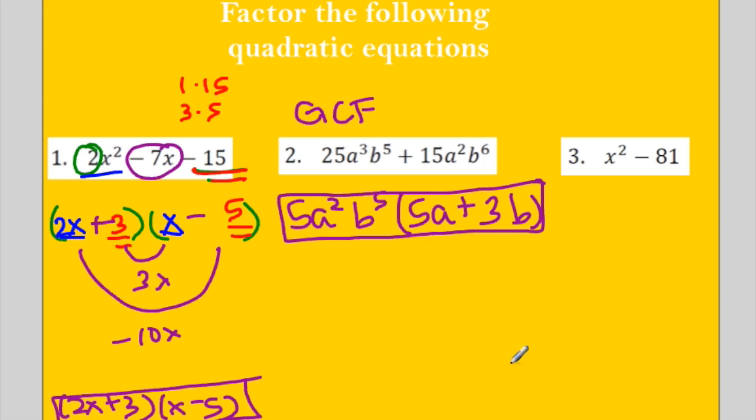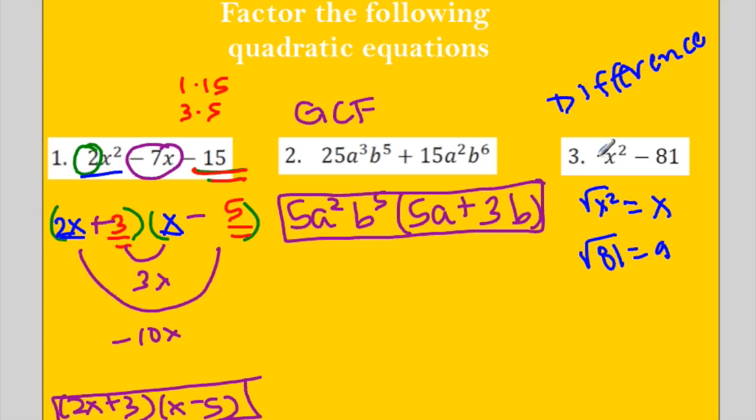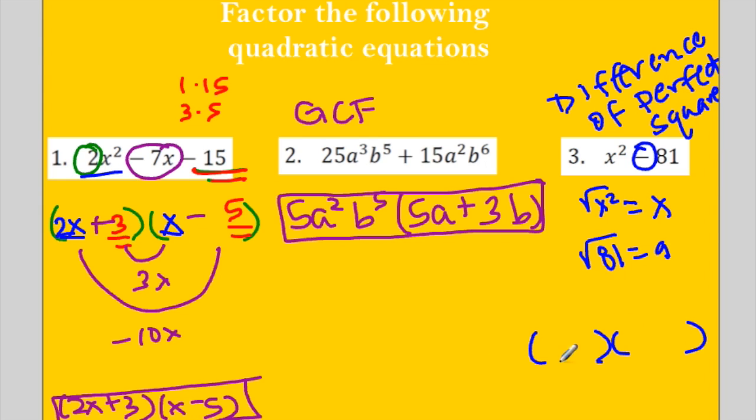Then number 3, x squared minus 81, perfect squares. The square root of x squared is equal to x. The square root of 81 is equal to 9. So this is, remember, our special case. It's our difference of perfect squares. Difference, remember, means subtraction of perfect squares. All right, so I would factor this one. Remember the way it is, I have my two sets. I have x and x. Square root of 81 is 9, so I have 9 and 9, and then I always have a plus and a minus. So there is number 3.